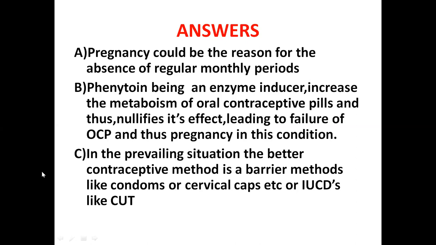C answer. In the prevailing situation, the better contraceptive method is barrier methods like condoms or cervical caps, or IUCDs, intrauterine contraceptive devices, like copper T. These are all the better methods for contraception. Main important in this is phenytoin is an enzyme inducer. You have to remember that.